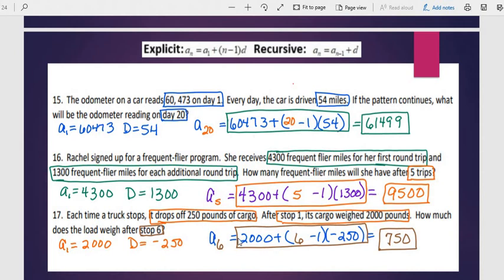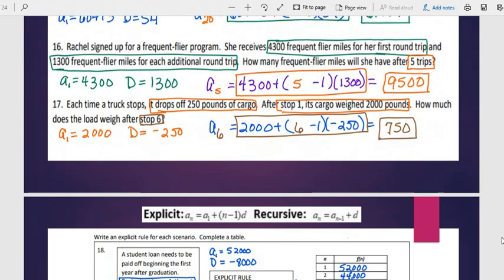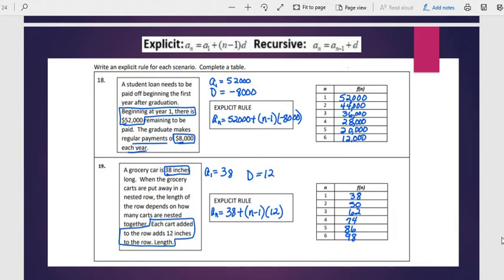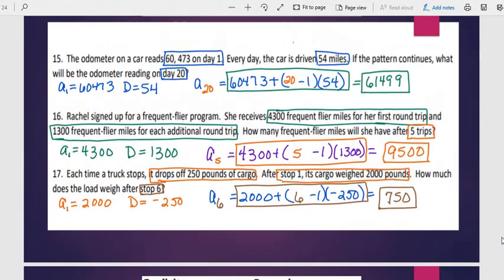weighs 2,000 pounds. How much does the load weigh after 6 stops? So the first term is 2,000. The common difference is a negative 250. I put all the information in and we were looking for stop number 6. And so after stop number 6, the cargo truck will weigh 750 pounds. You can just put all of this right here at one time into your graphing calculator and come up with the 750.